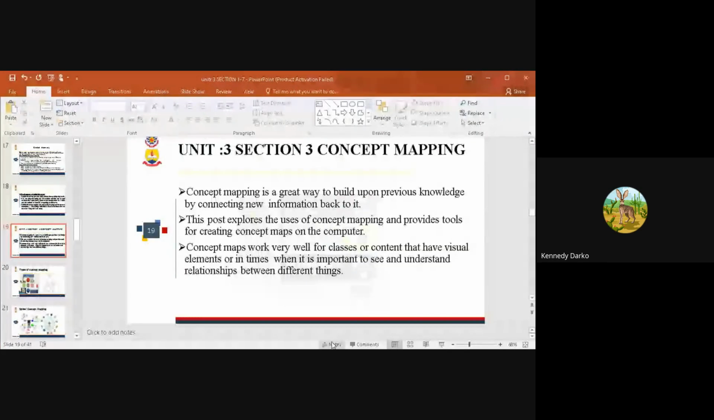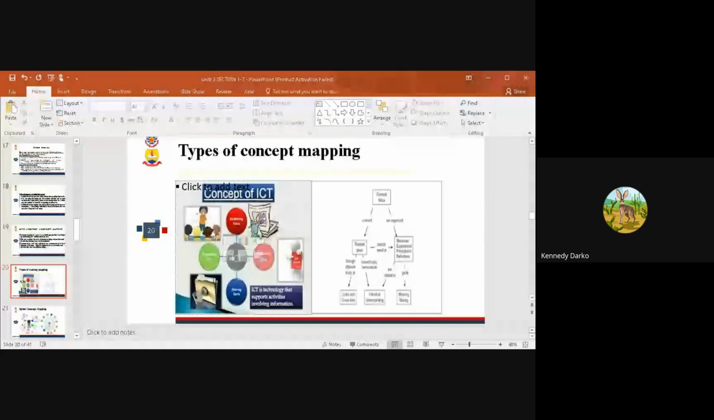I was talking about concept mapping, and I told you about how you can help the children to relate new ideas to the old ones to form a map. This map will help them come out with successful answers to their problem or to the question that you are asking. That is the concept mapping we're talking about here. So we are looking at an example of concept mapping, the concept of ICT.